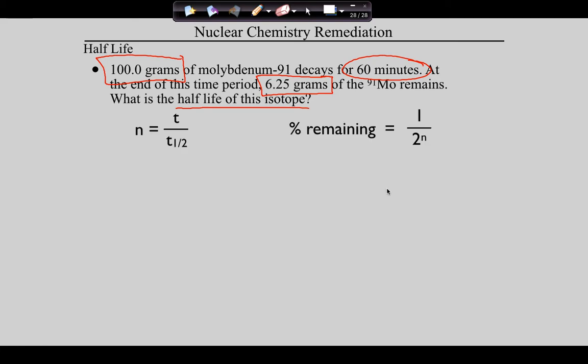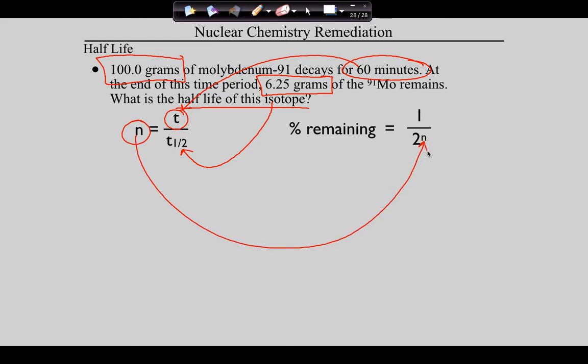So again, to figure this out, we need to write down our equations, and now we see that what we're solving for is T1/2. We need to know the half-life. Well, to solve for that, we need to know T, and we need to know N. Now we're given T. We're told that this thing decays for 60 minutes. What we don't know is N. So what we're going to do is solve this equation for N and then move it back and plug it in over here.